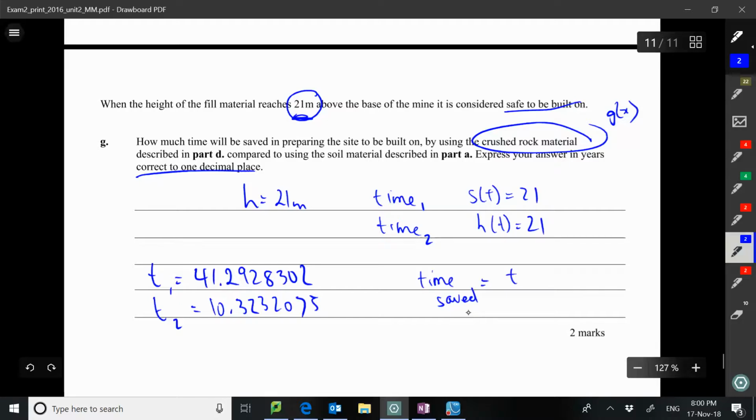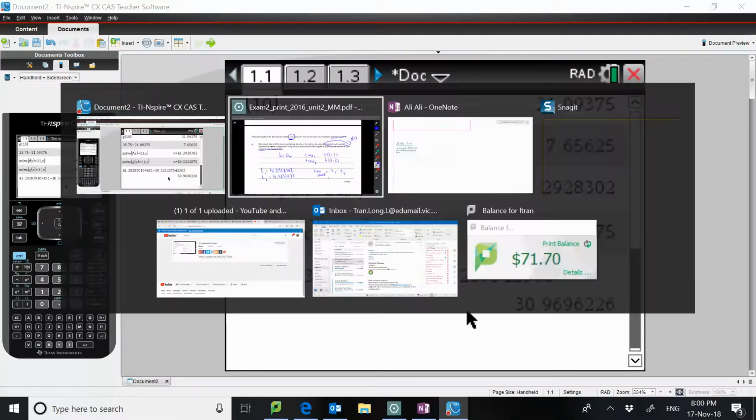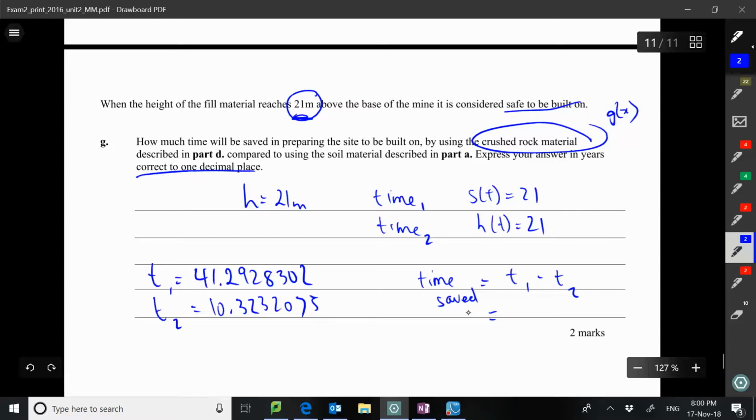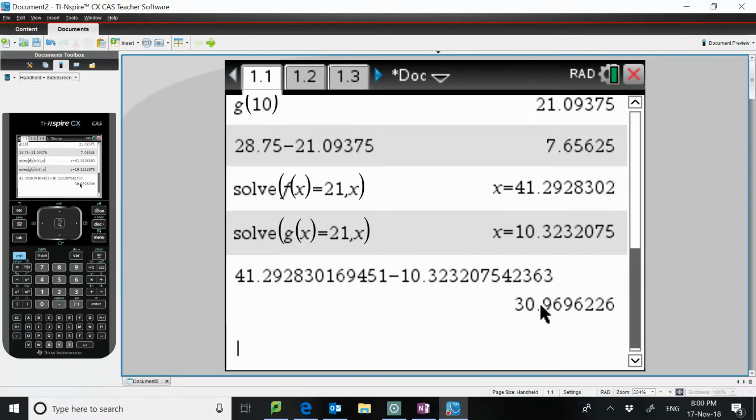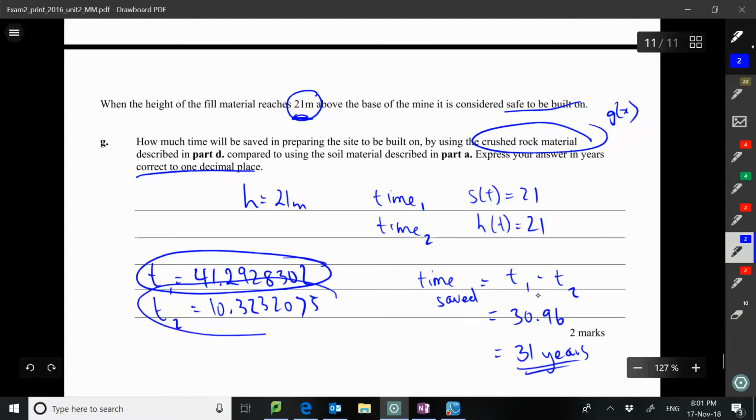And technically time saved would have to be T1 minus T2. So this is what I'll do. I'll just do this minus, I don't know if I can do that. No, it doesn't work. I have to take away the x's. Okay, delete the x's. There we go. And it's 30 point, and they said express your answer in years correct to 1 decimal place, so it would be technically 31 years. It's 30.96 years, but then that becomes 31 years. That's how many years that you would save, because that's how long it takes for the soil to reach 21 and then safe onwards, and then it takes 10 years for the crushed rock, so together it's 31 years.